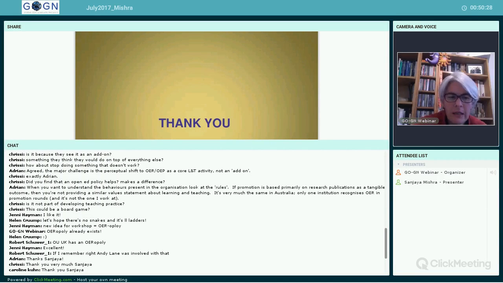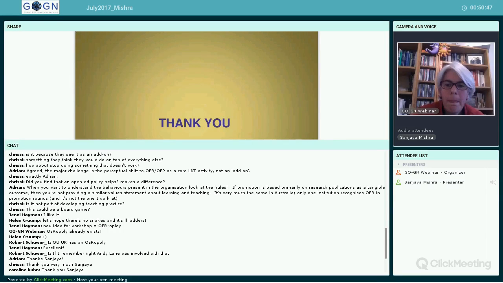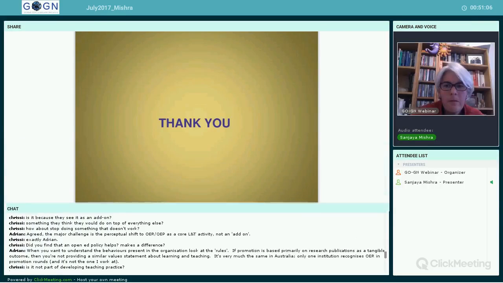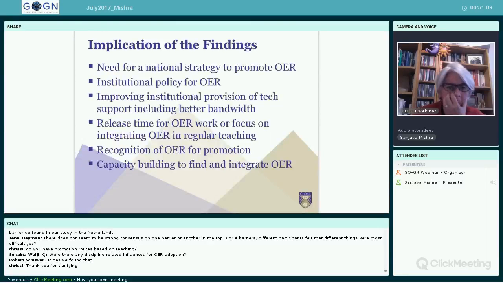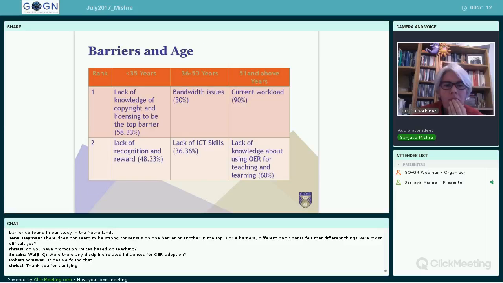Jenny's question. So Jenny is asking, she noticed that there does not seem to be a strong consensus on one barrier or another in the top three, four. So she's worrying about different participants feeling different things were more challenging than other things. I think the top barriers overall, because if you look at different variables and then collate that, the top fives come in. The top fives that I talked about in the beginning are broadly covering the overall barriers.